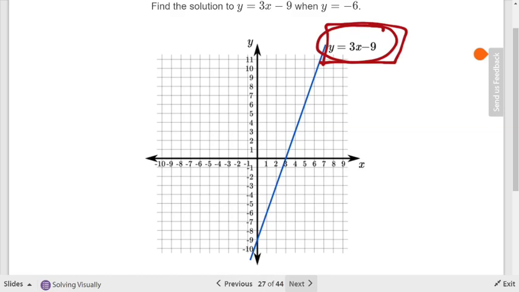Well, kind of. It's because that's the name of the graph. That's what the graph is. From that, you'll be able to draw the graph. And so you always need to name the line. That's why you'll see the equation on the graph. So when y equals -6, where does y equal -6?